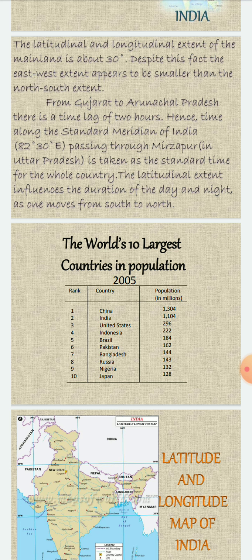From Gujarat, that is from the west, to Arunachal Pradesh, that is to the extreme east, there is a time lag of 2 hours. Hence, the time along the standard meridian of India passing through Mirzapur in Uttar Pradesh is taken as the standard time for the whole country. The latitudinal extent influences the duration of the day and night as one moves from south to north.